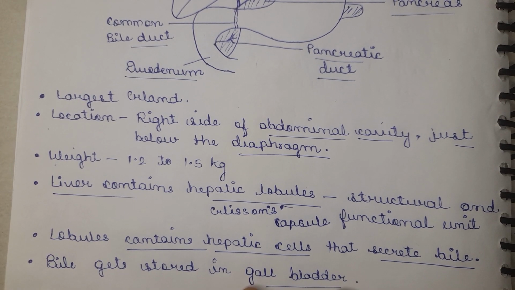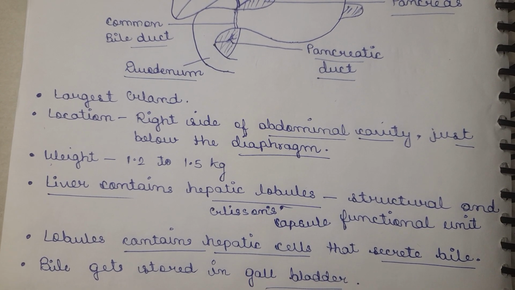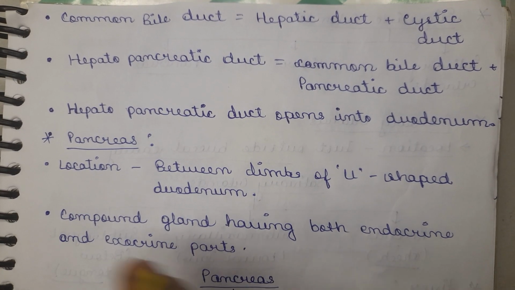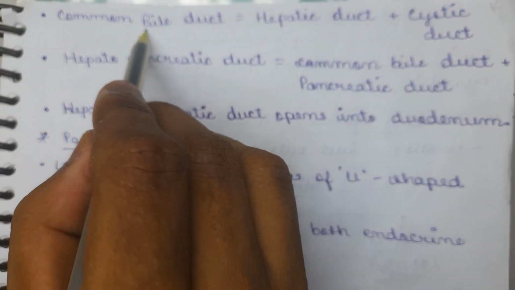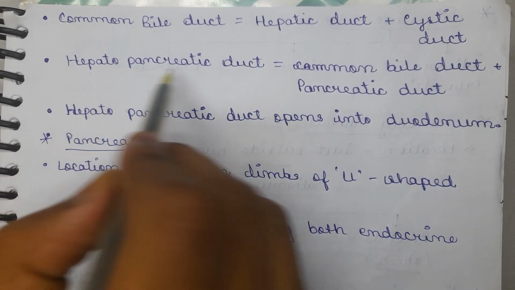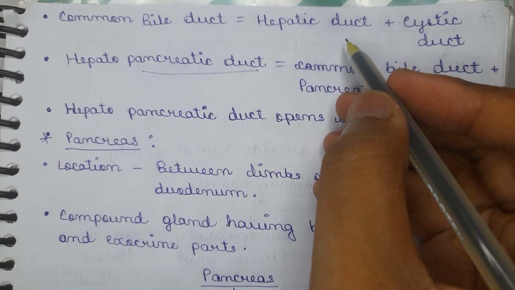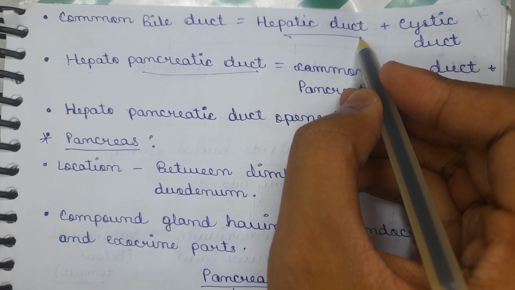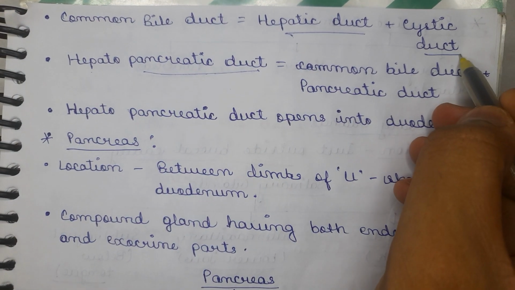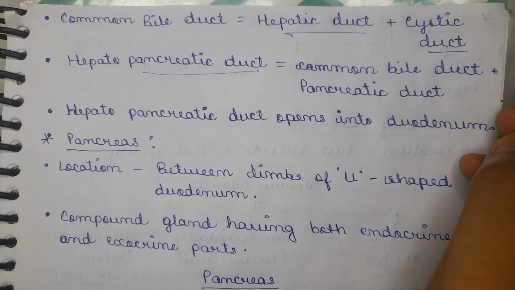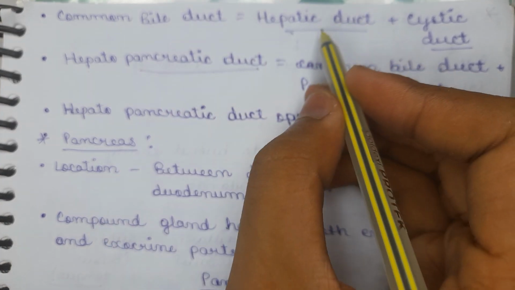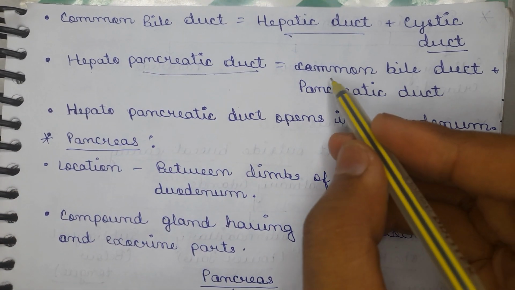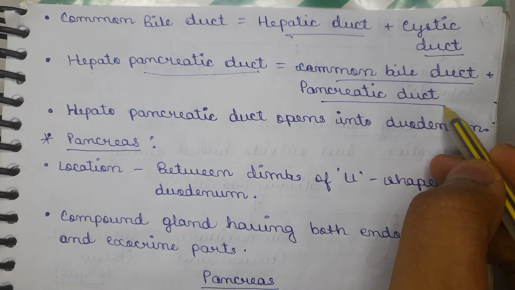The gallbladder is a muscular sac-like structure where the bile juice is present. In the diagram I showed you two ducts. The first one is the bile duct and the second one is the hepatopancreatic duct. The bile duct consists of the hepatic duct, also known as the liver duct, and the cystic duct, also known as the gallbladder duct. So the common bile duct consists of the hepatic duct and the cystic duct, and the hepatopancreatic duct consists of the common bile duct plus the pancreatic duct.